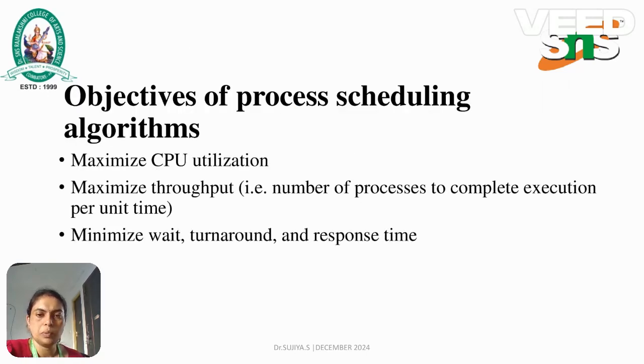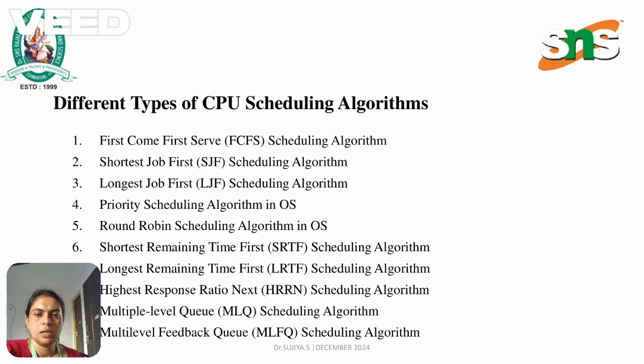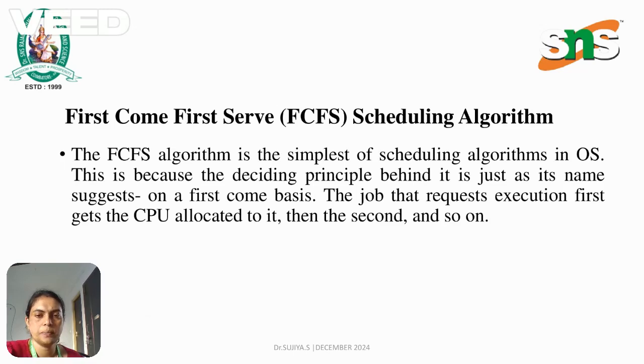The objectives of the process scheduling algorithm are to maximize the CPU time, maximize the throughput, and minimize the wait, turnaround, and response time. The different types of CPU scheduling algorithms are first come first serve, shortest job first, longest job first, priority scheduling, round robin scheduling, shortest remaining time first, longest remaining time first, highest response ratio next, multiple level queues, and multi-level feedback queue. So these are the various scheduling algorithms that are used in the system.